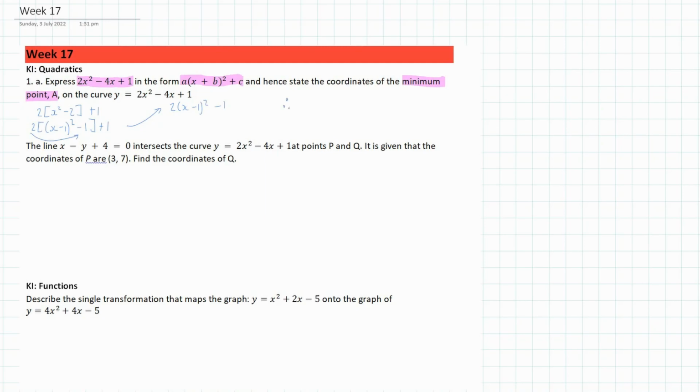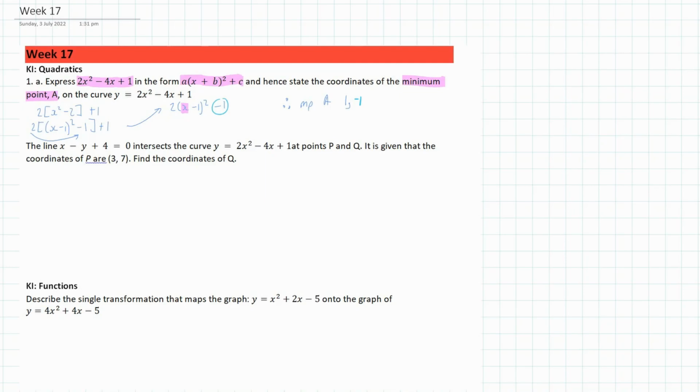And then we can say therefore the minimum point A is at 1, comma, we're looking at what does x need to be to make that bracket equal to 0, so that's the x coordinate. This is going to be our y coordinate, so 1, minus 1. Perfect. Okay, that's that one.